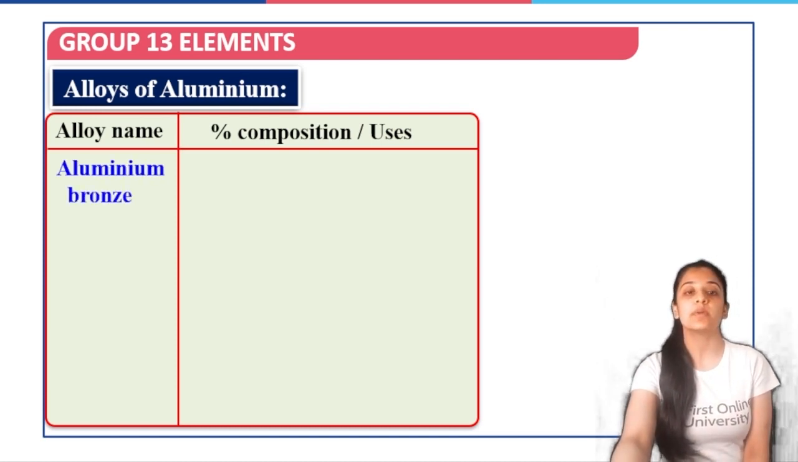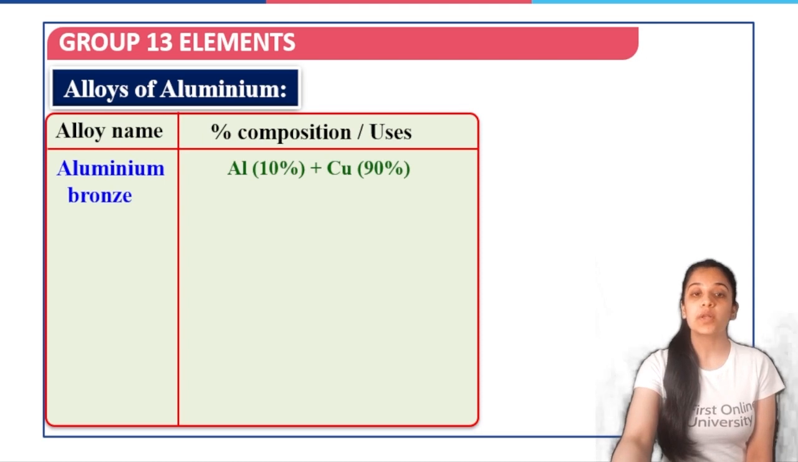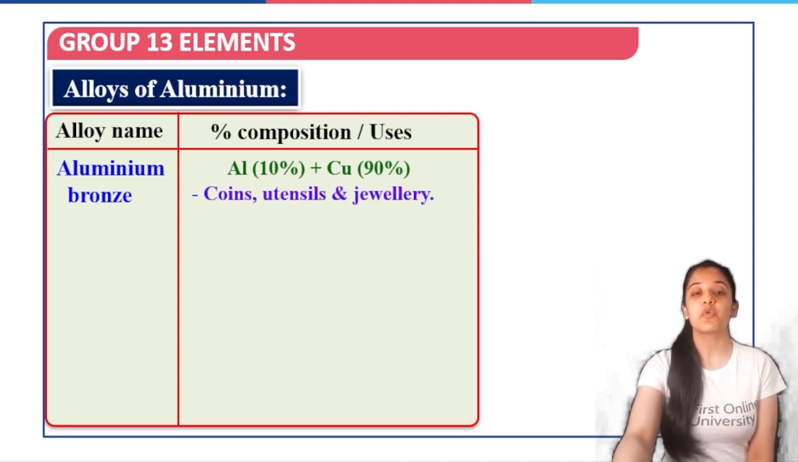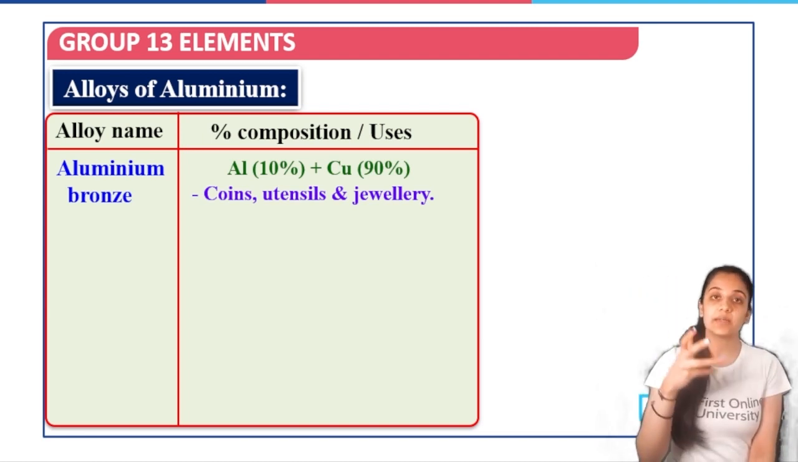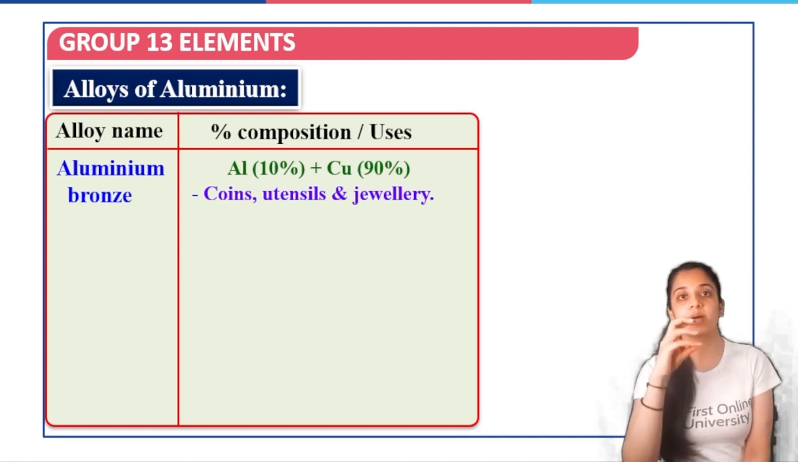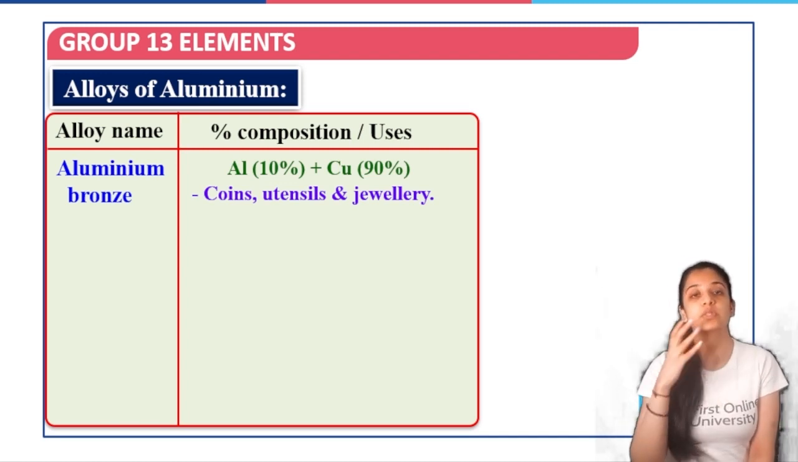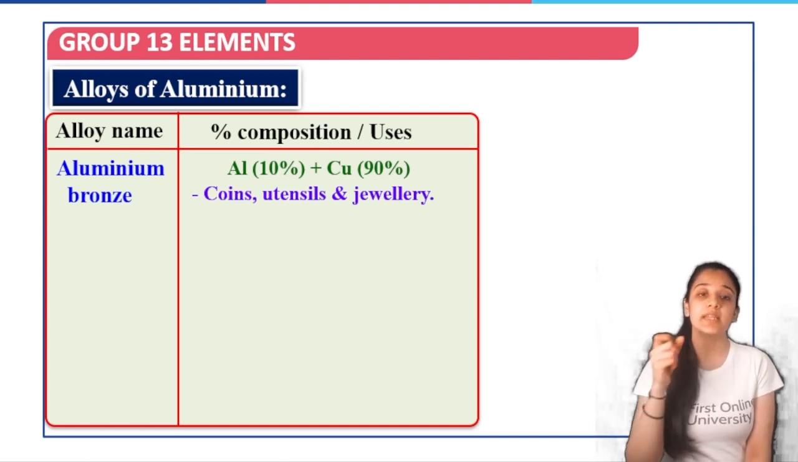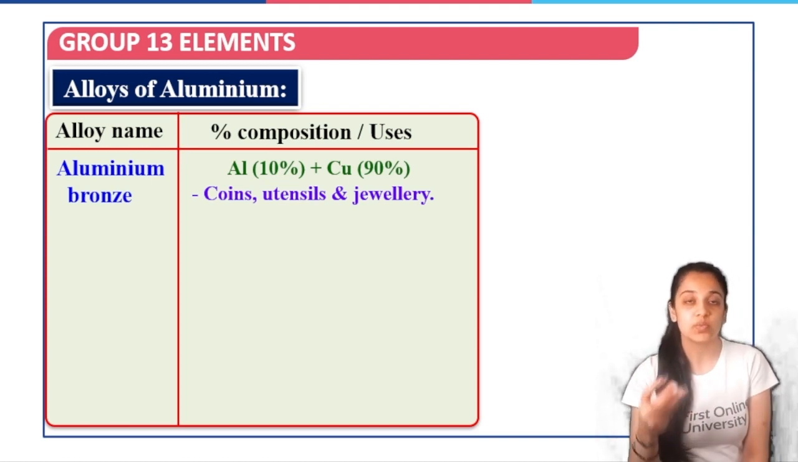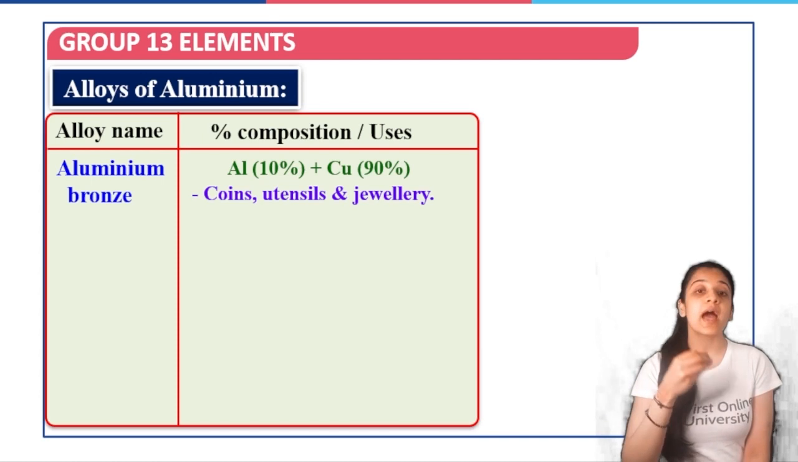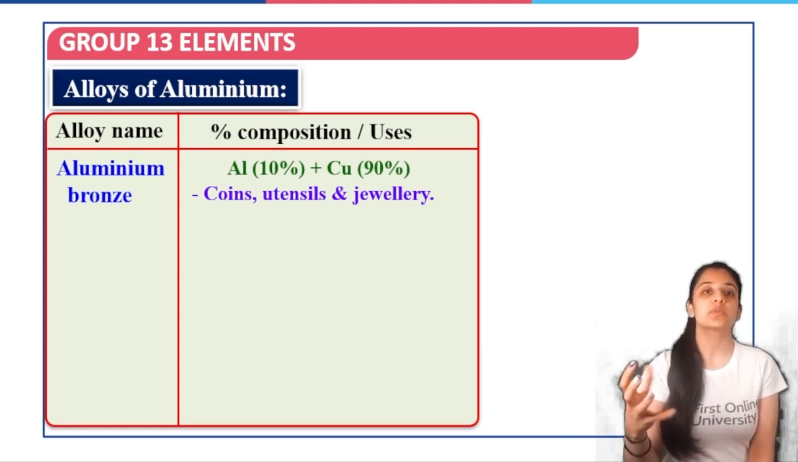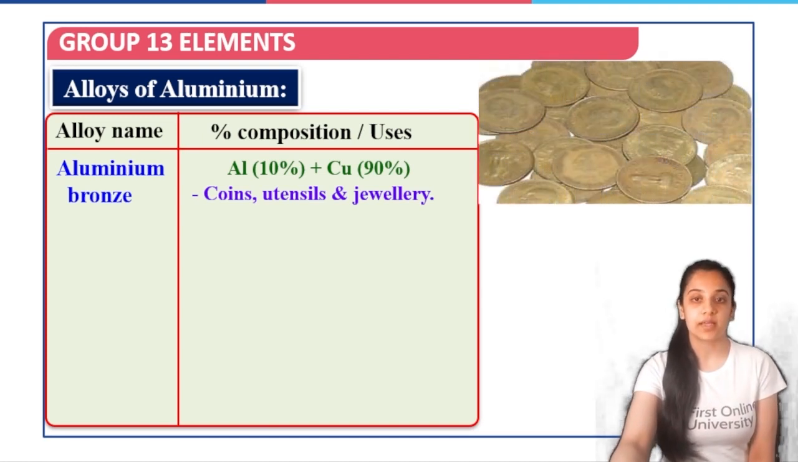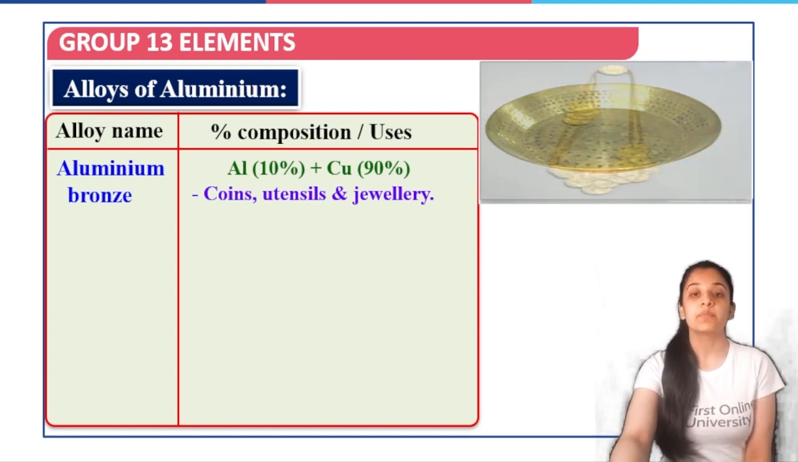The first one is aluminium bronze. Aluminium bronze has 10% aluminium, 90% copper, and it is used in the making of coins, utensils, and jewelry. If you have seen pictures in your history books about the coins of brass and bronze that were used at the time of kings, they were actually of aluminium bronze, which had just 10% aluminium and 90% copper. Coins, utensils, jewelry, everything was made of such alloys at that time. You can see the picture as well.